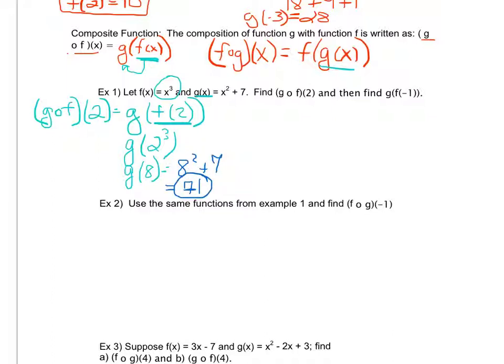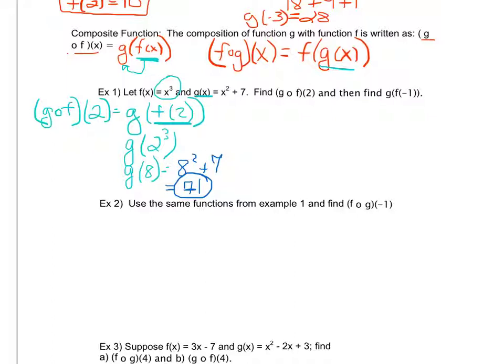Oftentimes in math books, you will see that they will set f up like it's a machine, and they will set g up like it's a machine, and they will first show 2 going into f, coming out of this machine as 8, and then 8 going into the g machine and coming out as 71 to kind of represent what I'm doing. I'm putting that value into one function and then putting the result into another function.